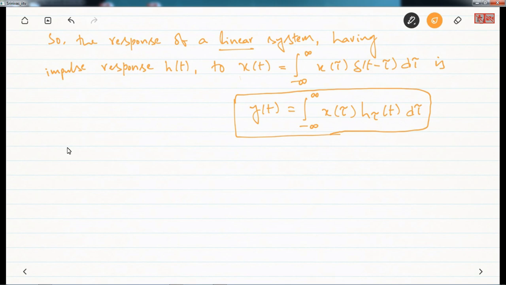Now, okay, now we considered only the linear system. Now consider a system, we'll be considering what is a time invariant system. Okay, now let's pause here a moment, so we consider only a linear system and we found out its response to x of t.